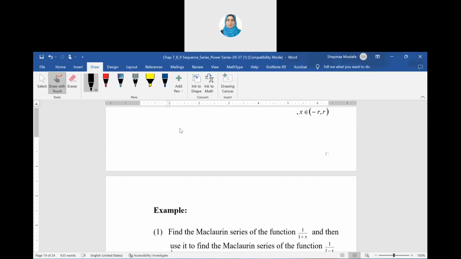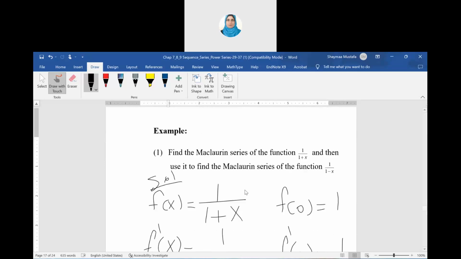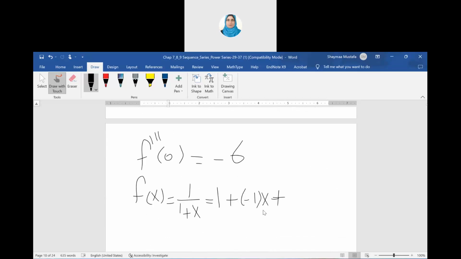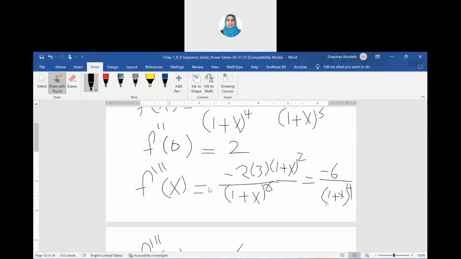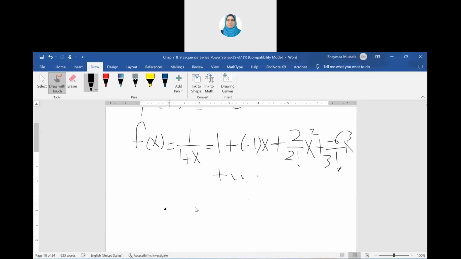Third term is the second derivative of f at 0 over 2 factorial x squared. So here the second derivative of f at 0, which is 2 over 2 factorial x squared. Plus. Okay, f triple prime of 0 now, which is minus 6 over 3 factorial x cubed, and so on. You can continue.